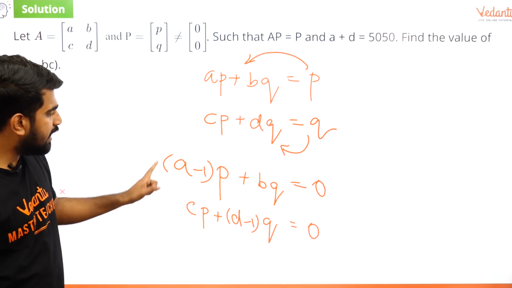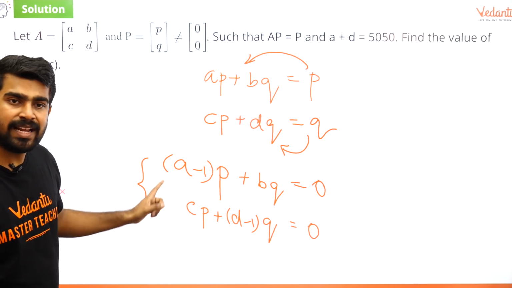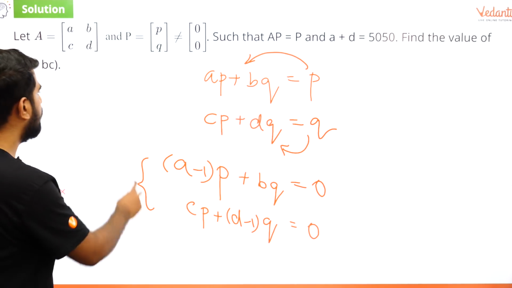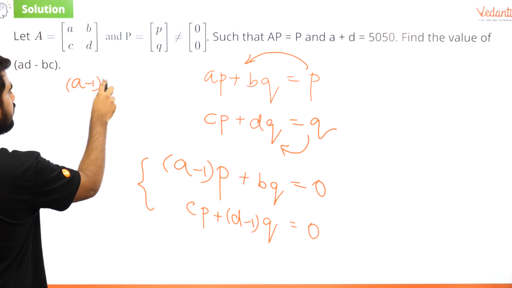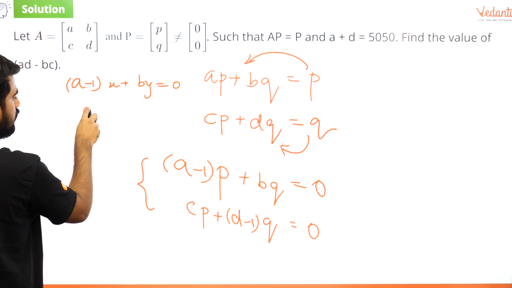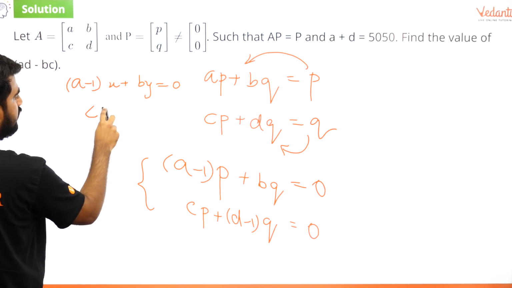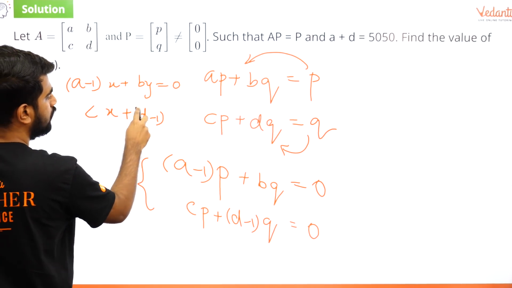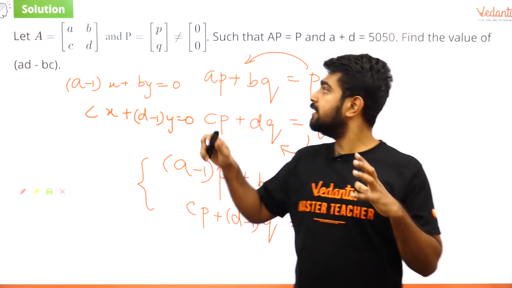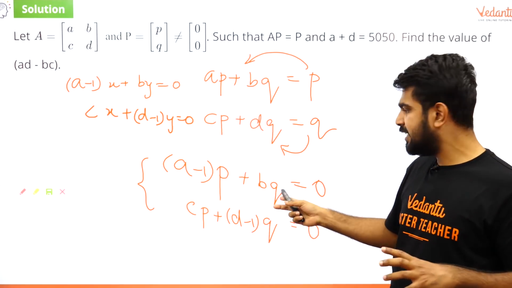Now guys, don't they look like linear equations in two variables? Okay? Don't they look like linear equations in two variables? Now, if you can't visualize that, I will probably write it down like this. So let's say you have something like this, A minus 1 X plus BY equal to 0, and CX plus D minus 1 Y equal to 0. So you can think of it like this. So the given information is broken down to this, which is nothing but two linear equations.